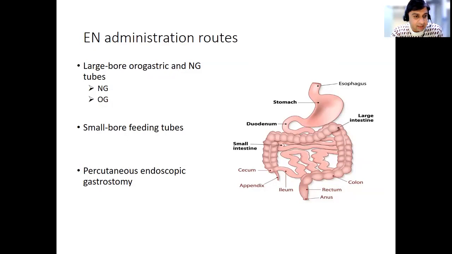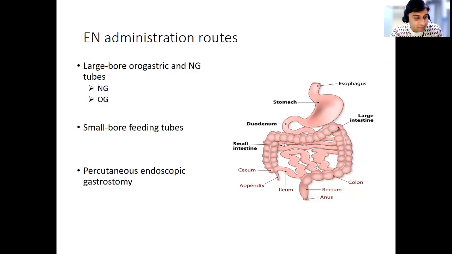These are large bore tubes. They have dual purpose. One purpose is to give the feed. Another purpose is that, in some circumstances, we put the NG tube to decompress the stomach.